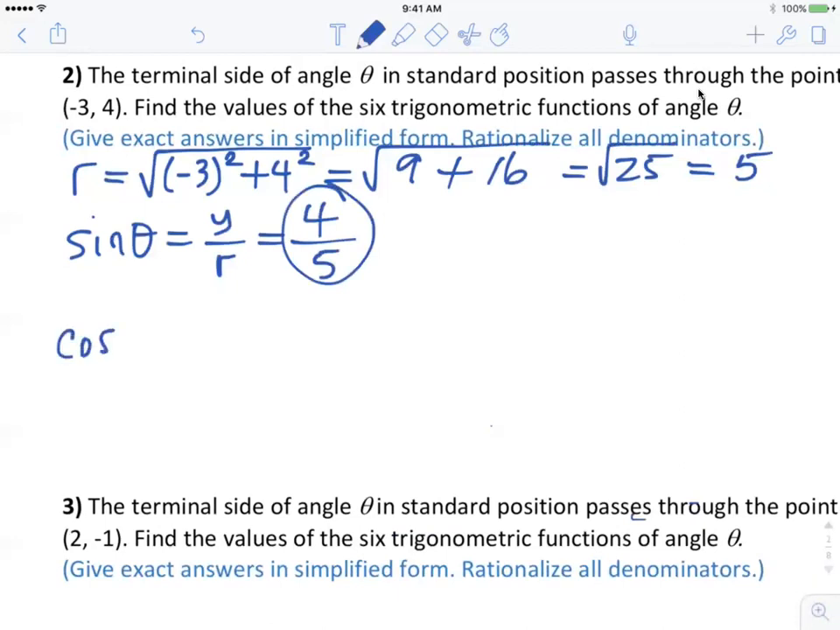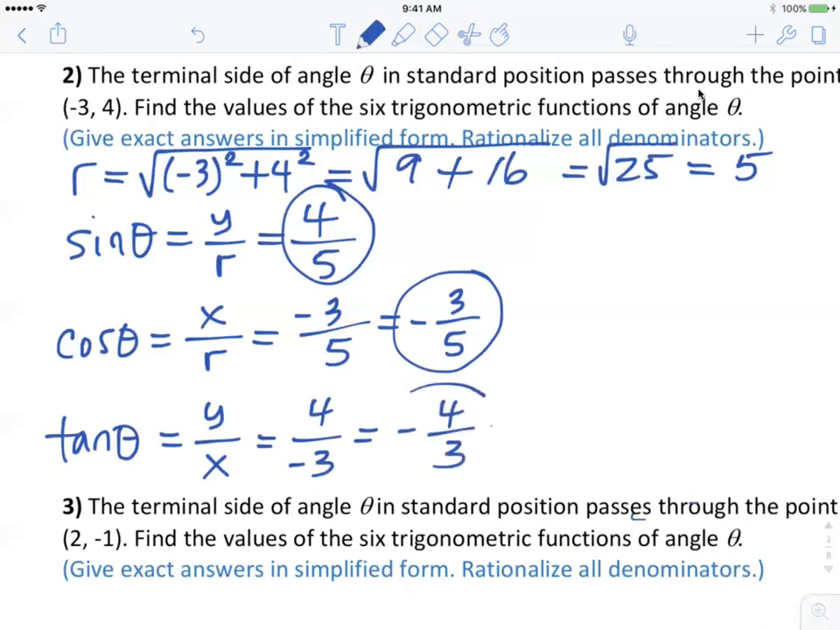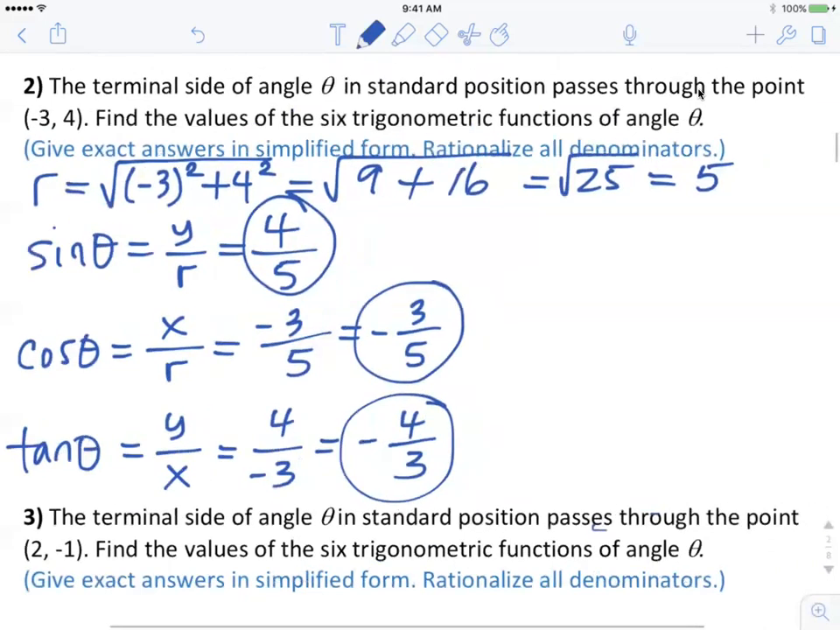Cosine theta is x over r. X is -3 and r is 5. And then typically what you do with that is you just put the negative out front as opposed to on the 3. The whole fraction is negative. Okay. Tangent theta, just keep on going, is y divided by x. Y is 4, x is -3. Pop that negative out front, -4/3. This one's nice because there's no square roots, no rationalizing needed.